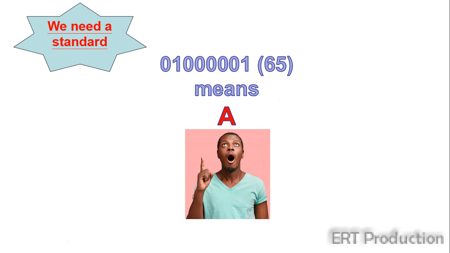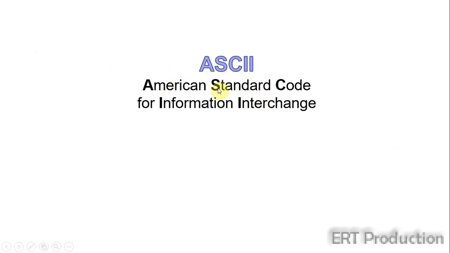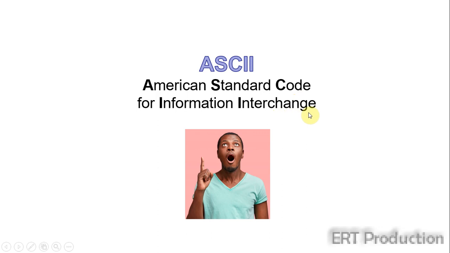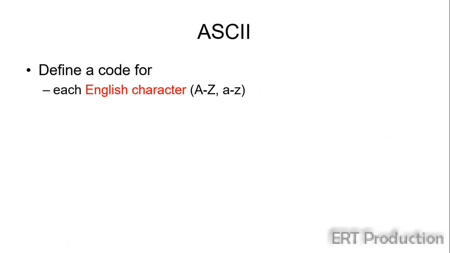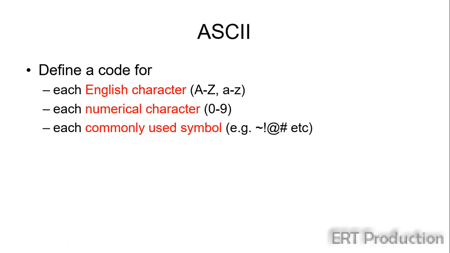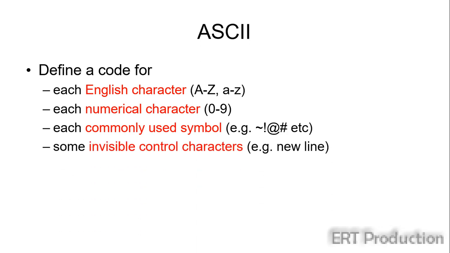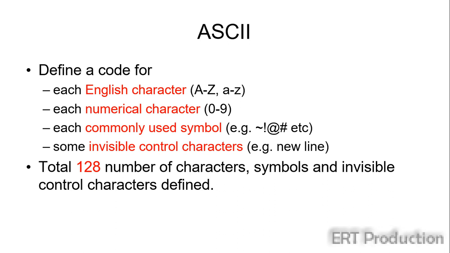In fact, this standard for encoding English characters is called ASCII. It stands for American Standard Code for Information Interchange. ASCII encoding standard defines a code for each uppercase and lowercase English character A to Z, numerical character 0 to 9, commonly used symbols, and some invisible control characters, which can be used to control a printer like changing a new line. In total, ASCII standard defines 128 characters, symbols, and invisible control characters.